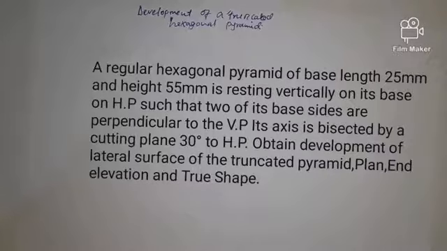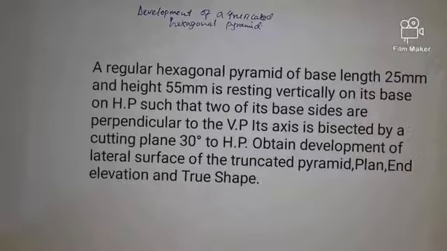Hello, welcome. We are going to look at the development of a regular hexagonal pyramid that has been truncated, and the question reads: the regular hexagonal pyramid of base length 25 mm and height 55 is resting vertically on its base on HP, such that two sides of the base are perpendicular to the vertical plane, and the axis is bisected by a cutting plane at 30 degrees to the HP. So we are expected to obtain the development of the lateral surface of the truncated pyramid, the plan, the end elevation, and the true shape.